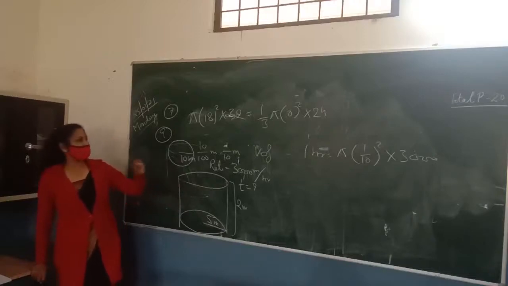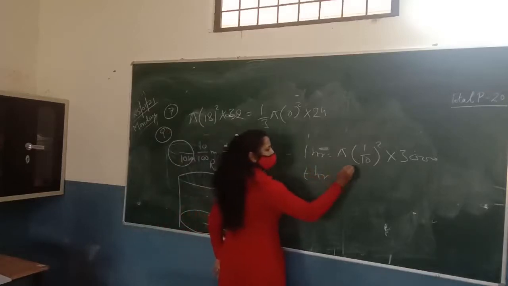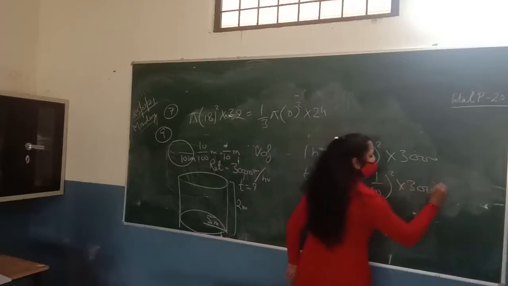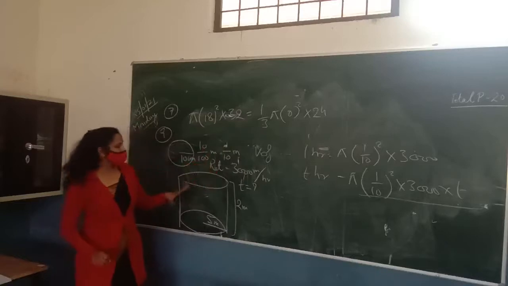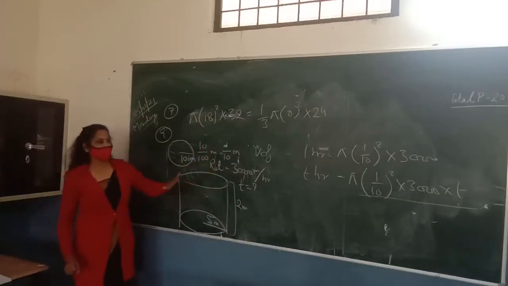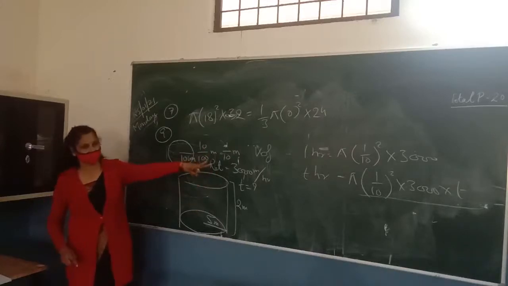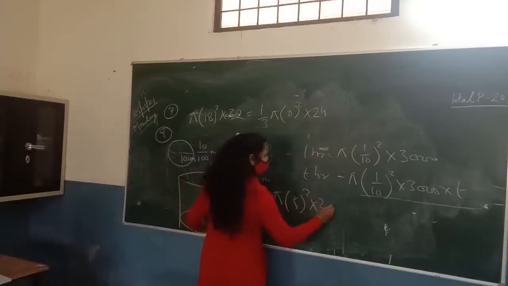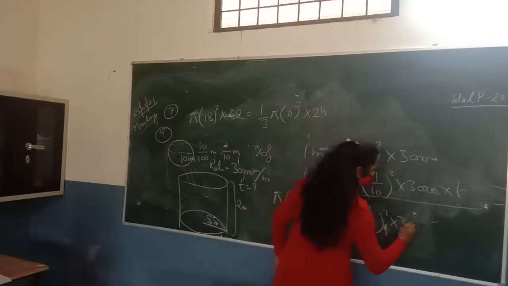Suppose the time taken by the pipe to fill the tank is T hours. So the volume of water flowing T hours is equal to area of cross section into rate into time. And since this water is filled in the cylindrical tank, the volume of the water in the cylindrical tank is equal to the volume of water flowing T hours. It means the volume of water in the cylindrical tank is pi r square into h, equal to the volume of water flowing T hours.